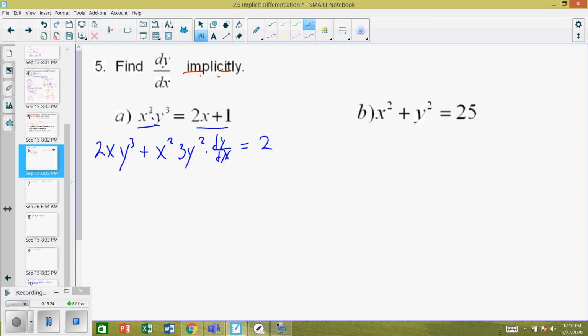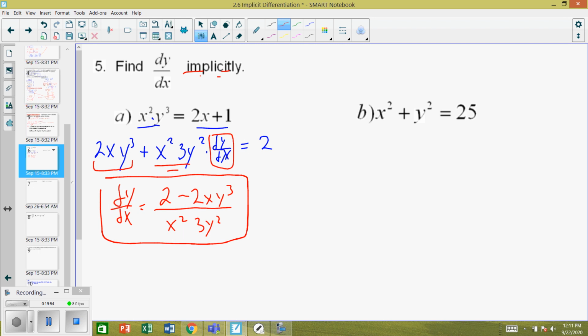Now, that's step one, is taking the derivative with respect to x. Now, step two is getting dy over dx, which in this case is just this, by itself. All I'm going to do is subtract this quantity to the other side and divide by this quantity. So what I'm left with is dy over dx equals 2 subtract 2xy cubed, and then divide by the quantity x squared 3y squared. So what we did is we just found the derivative of this equation with respect to x. Now we left y in the equation, and that's okay.